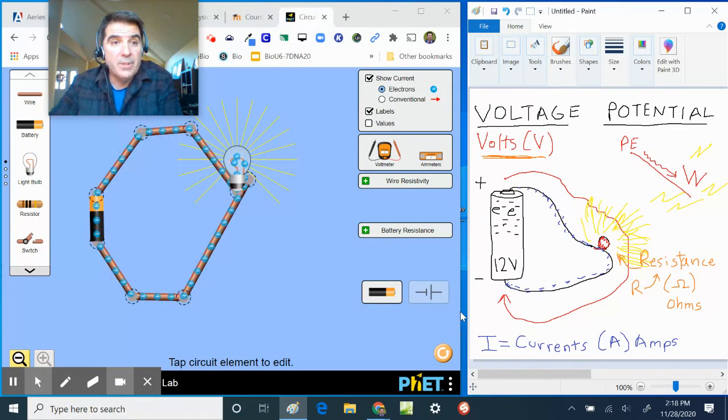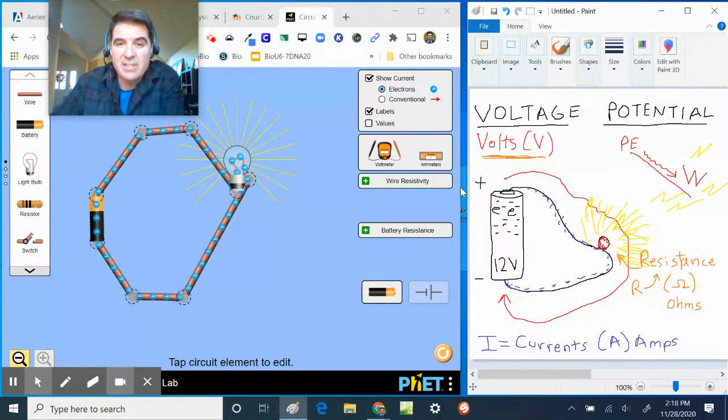If I have resistance, it slows down the flow. So resistance slows down the current, and usually produces heat, or could be light or something like that. And that is measured in ohms. And so those are the things that you have in the circuit.